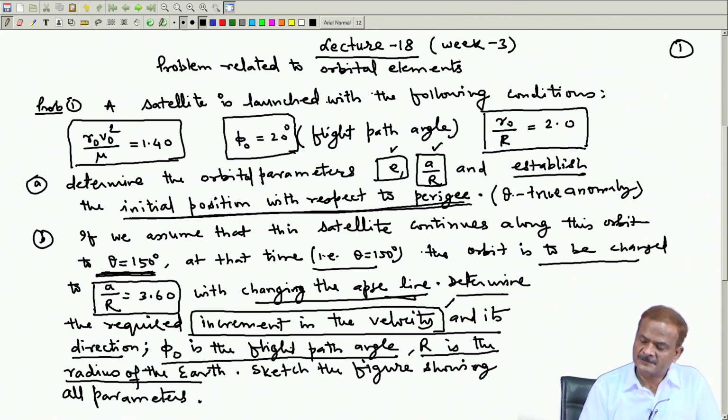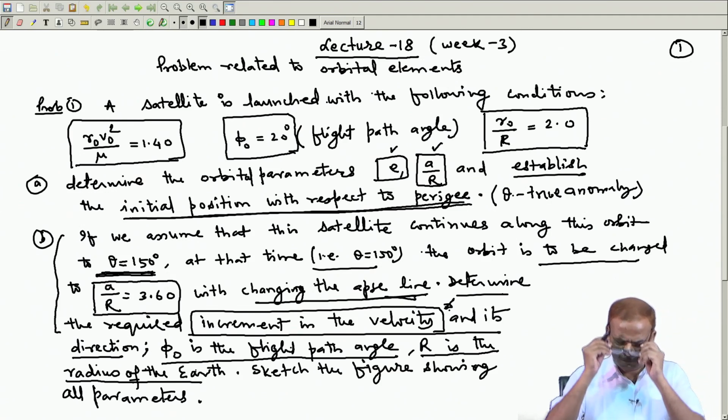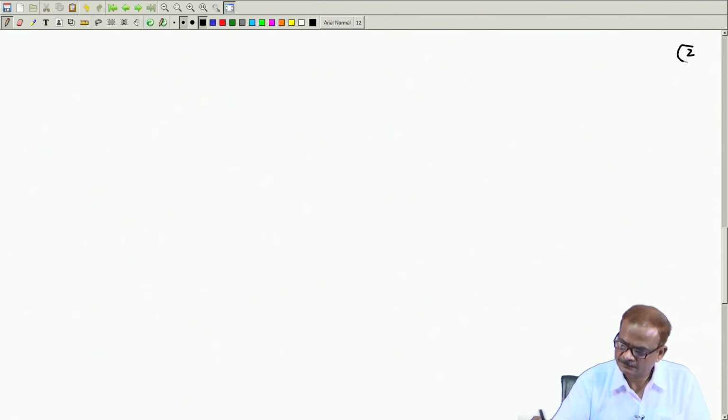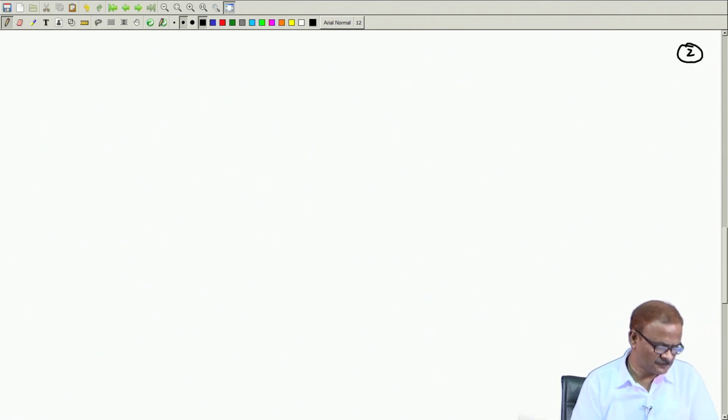This is basically a trajectory transfer problem, but because other parts are related to orbit determination, we are doing it here in this place, and this is a very simple problem. Okay, so, we start with the problem.